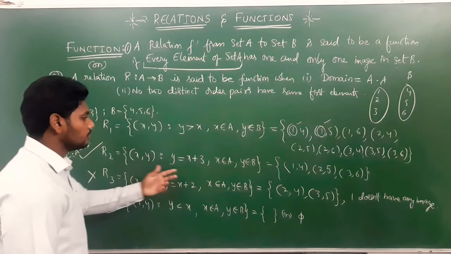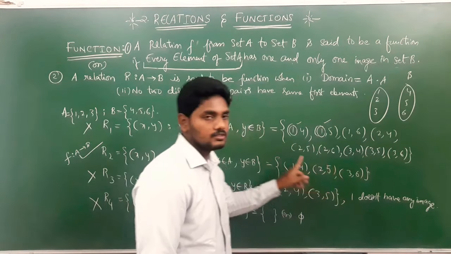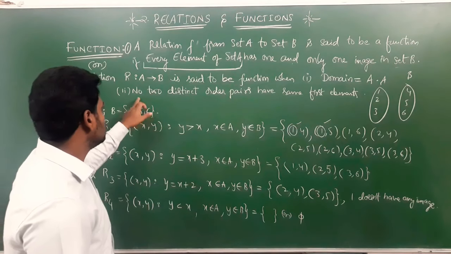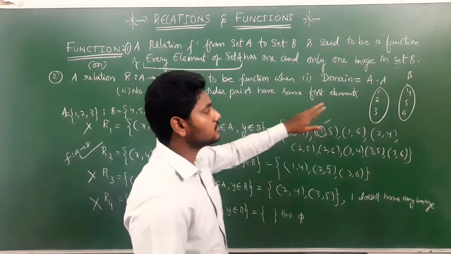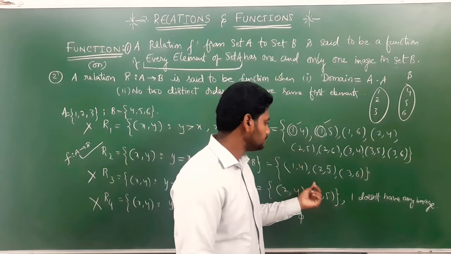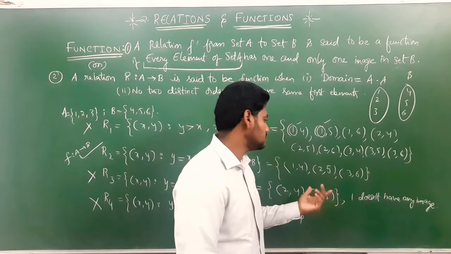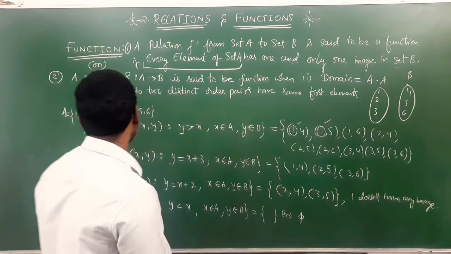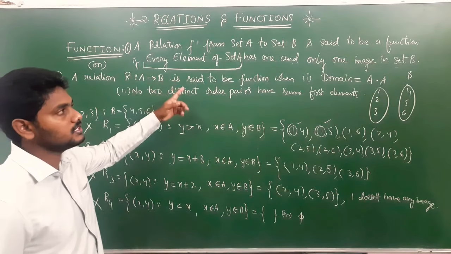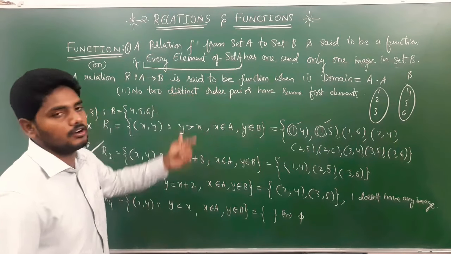Right? Next one. Domain of this relation is 1, 2, 3, which is equal to A. Right? And again the next condition we will take. No two distinct order pairs have the same first elements. If you take these two, no same first elements. If you take these two, no first element is common. So this we will consider as a function. Right? Did you understand from both definitions? So this is through relation, and this is through the concept of domain and order pairs.